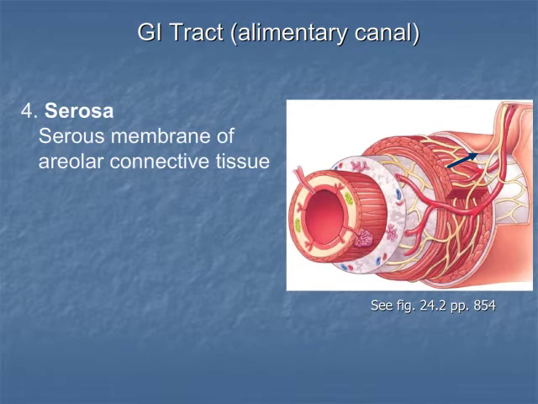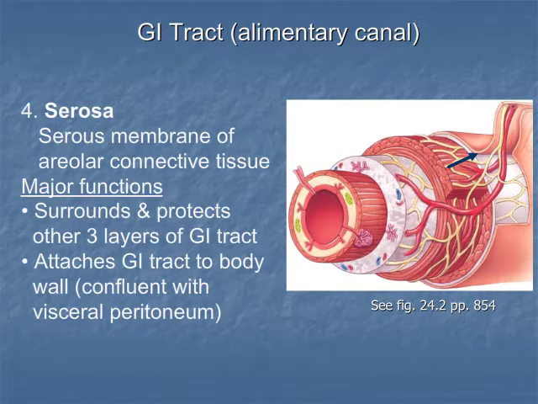Okay, the final layer surrounding the GI tract is something called serosa. The serosa is made up of a serous membrane of areolar connective tissue, and it covers and surrounds the other three layers of the GI tract. Another function of the serosa is that it attaches the GI tract to the body wall, that is, it's confluent with the visceral peritoneum. Now, if you want to know what peritoneum is, it's that glossy, translucent tissue that covers the inside of a body cavity.